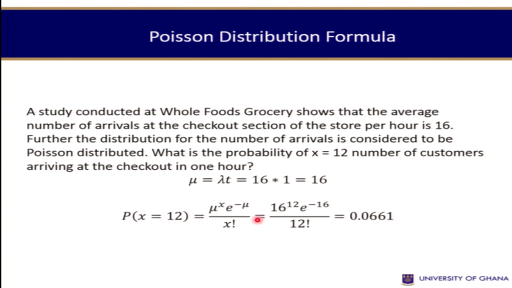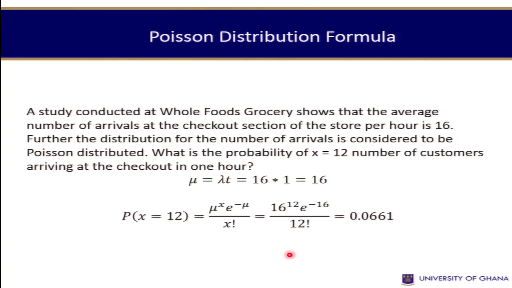Mu x, that is 16 raised to the power 12, e negative 16, that is e raised to the power negative 16, all over 12 factorial. And that's going to give us 0.0661. In other words, there's about a 6.6% chance that we are going to have exactly 12 customers arriving in an hour, given that the average number of arrivals is 16 per hour. Very simple, isn't it?